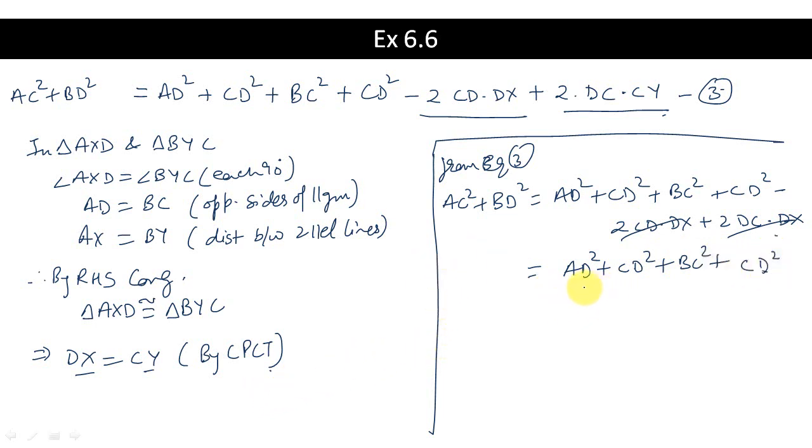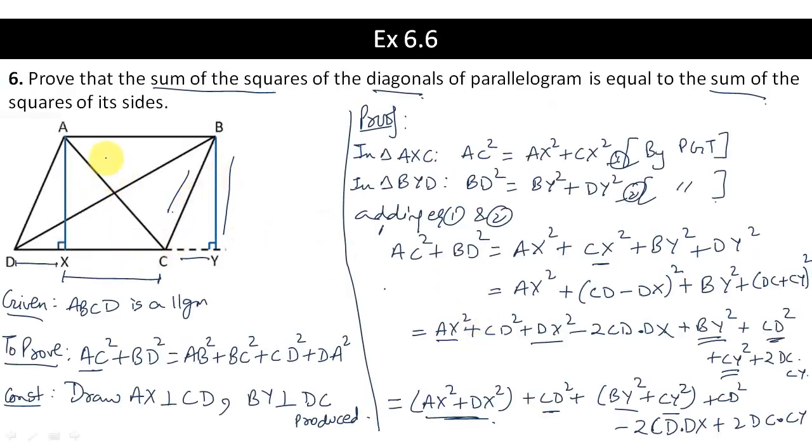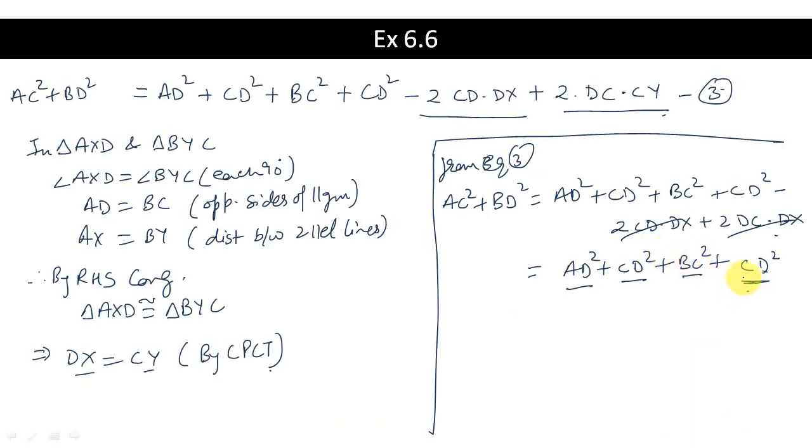But we need AB square, BC square, CD square and DA square in the right hand side. So we have BC square, we have CD square, we have AD square. But we need AB square in place of this CD square. Since opposite sides of parallelogram are equal, therefore this side AB will be equal to CD. That means in place of one CD, I can write AB. So this will be AD square plus CD square plus BC square plus AB square.